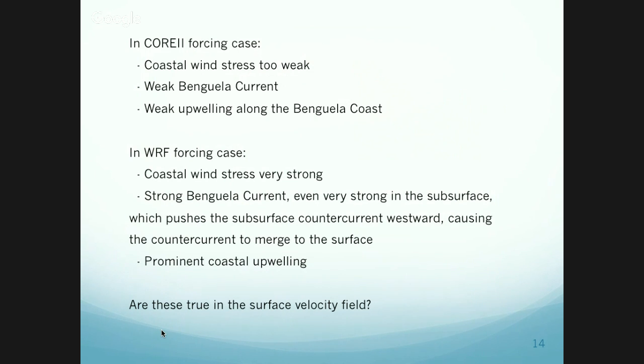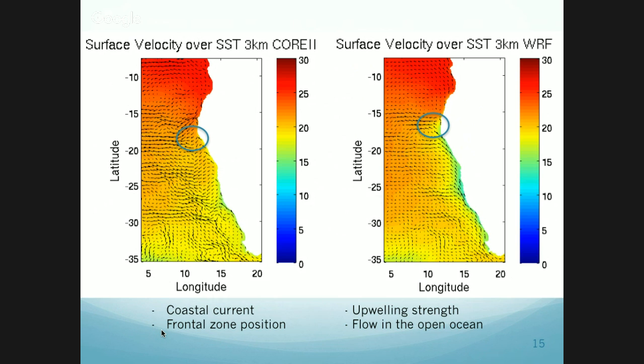And let's just take another look at the surface velocity field of these two. On the left is right. We can clearly see that. So first of all, the coastal current. We see that in CORE2 forcing, the coastal current is relatively weaker than the wall forcing here. And let's see the frontal zone position here.